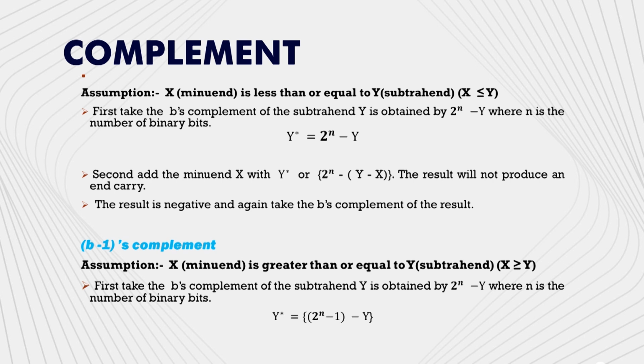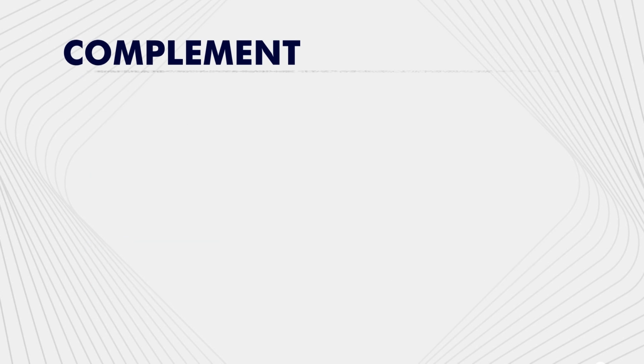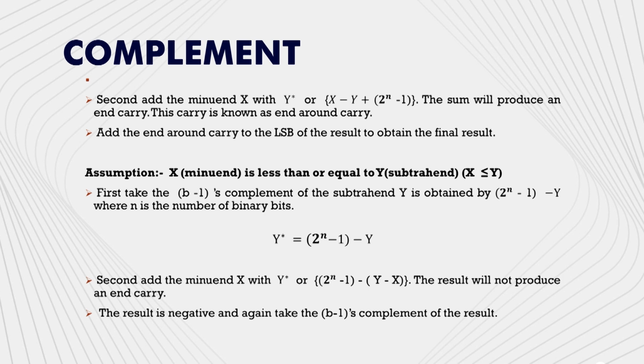Okay. Now, we will go for the 1's complement, that is the b minus 1's complement. Again we will start with the same assumption as we did for the 2's complement: the minuend x is greater than or equal to y, the subtrahend. First, take the b minus 1's complement of the subtrahend y, obtained as 2 raised to n minus 1 minus y, where n is the number of binary bits. So, y star is equal to 2 raised to n minus 1 minus y. Second, add the minuend to y star, or you can write it as 2 raised to n minus 1 plus x minus y. So, the sum will produce an end carry, and this carry is known as the end around carry. Add this end around carry to the least significant bit of the result to obtain the final result.